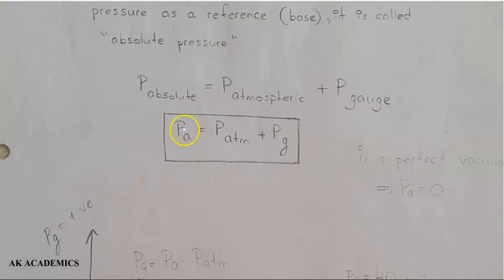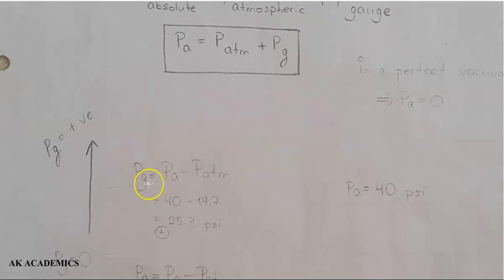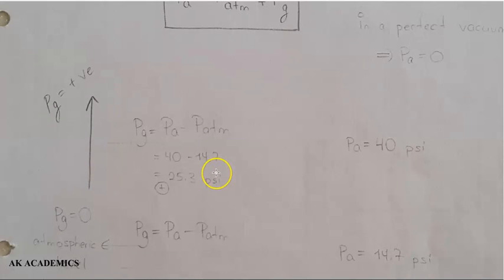So looking at this formula, P absolute is equal to PATM plus PG, where PG represents the gauge pressure. You can always make PG the subject of the equation, and that becomes PG equals PA minus PATM. That's absolute pressure minus atmospheric pressure. So if we are given an absolute pressure of 40 psi, and we have our atmospheric pressure equal to 14.7 psi, we know that is a constant, our gauge pressure will be equal to 25.3 psi. This is positive, okay?